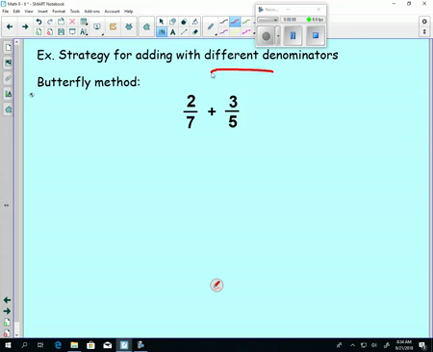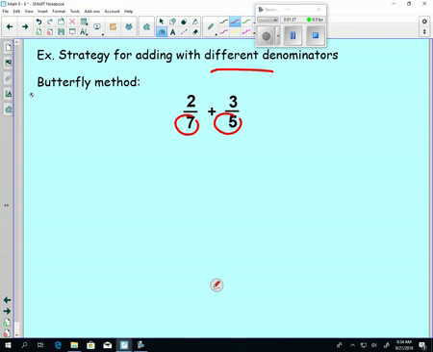That means that we are going to have different numbers in the bottom of the fraction. So here's an example of 2 over 7 plus 3 over 5. Now when you have fractions with different denominators, we have to get something that's common for both. And there's two ways of doing it. There's one that's called the butterfly method, and there's one that's called the lowest common multiple.